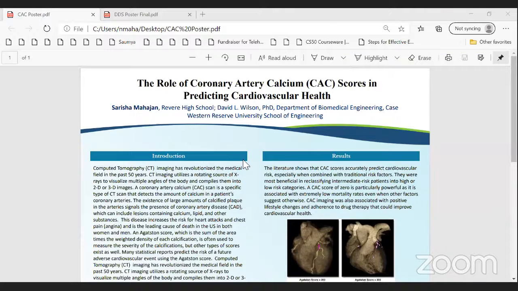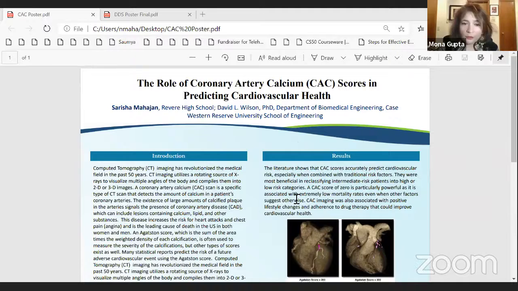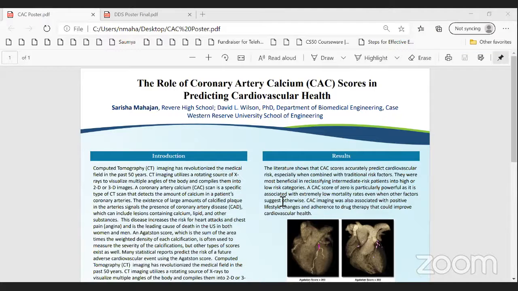Thank you. Next is Surisha Mahajan. Surisha, are you there? Yes, I'm here. Can you see my screen? And Surisha, you can present both of your posters together. Okay. Can you see the screen? Yes, we can see your screen.